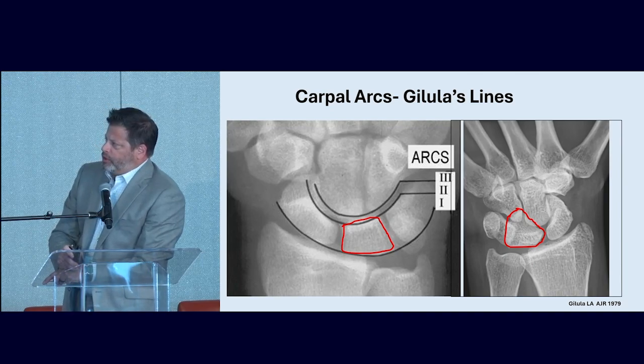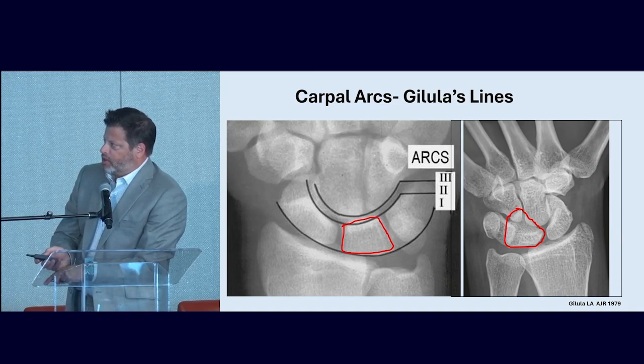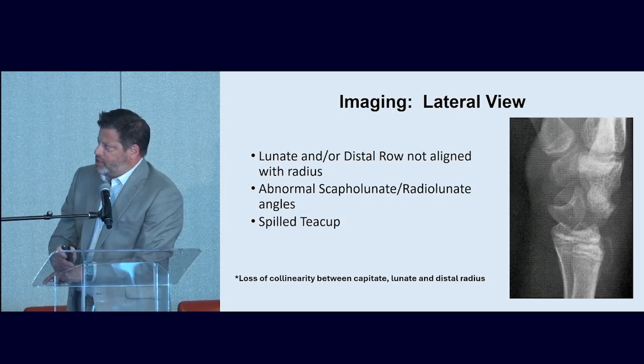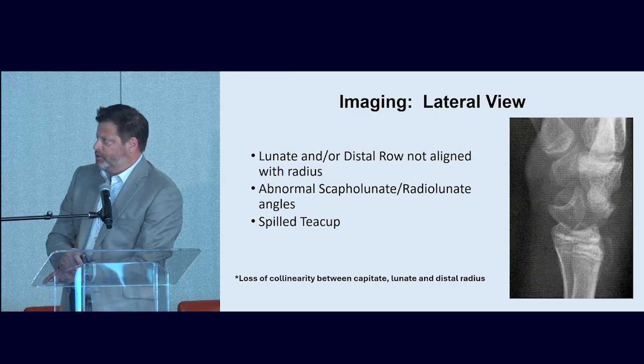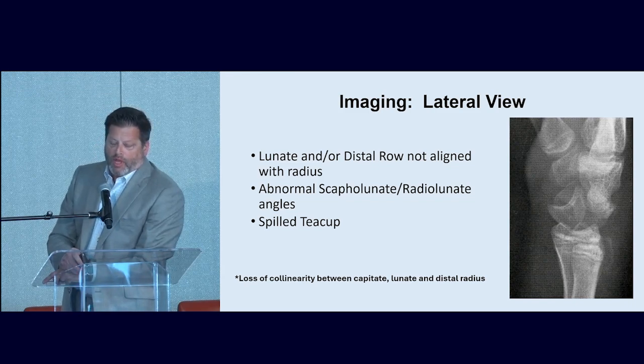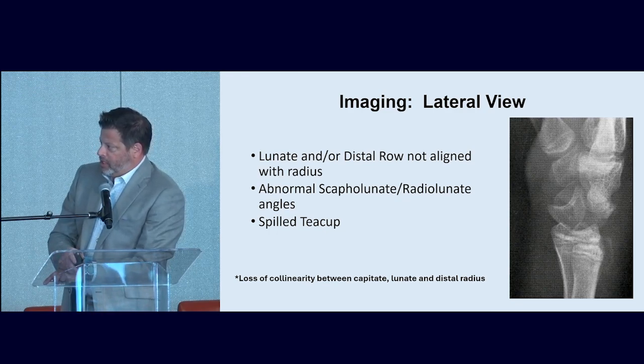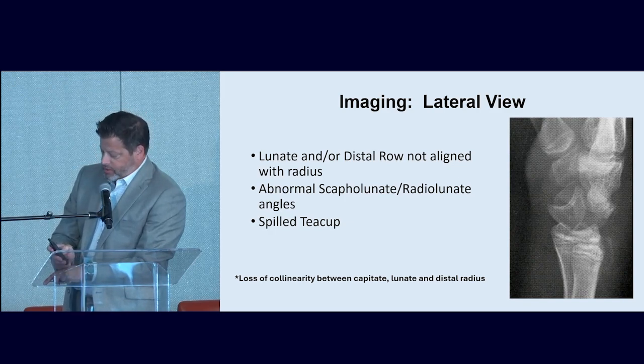So, again, when you're looking at this, some of the fundamentals, the Gilula's lines, as we've all learned about, if you follow that principle, as you follow your arcs, the 3 arcs that we have, you can see what we demonstrate here is the lunate looking kind of triangular. The lateral view, as I showed earlier, you see the lunate and or distal row are not aligned with the radius. If you measure the angles out, the scapholunate, radiolunate angles are abnormal, and you see what we have is the spilled teacup sign. So in essence, we've lost the collinearity between the capitate, lunate, and distal radius.